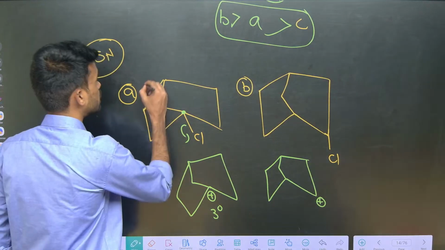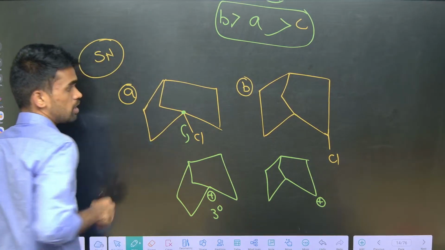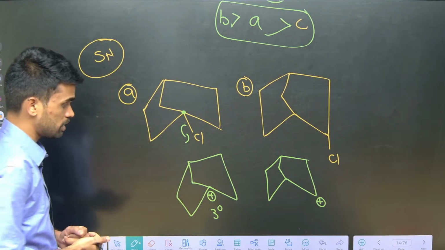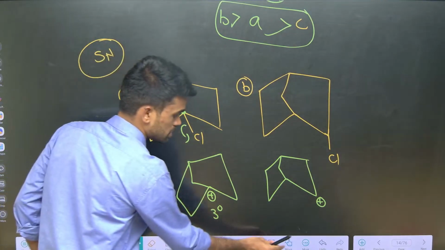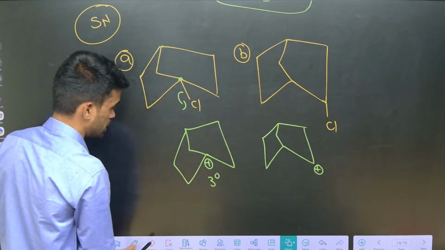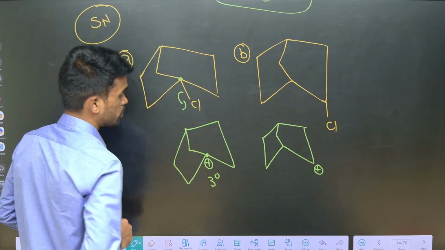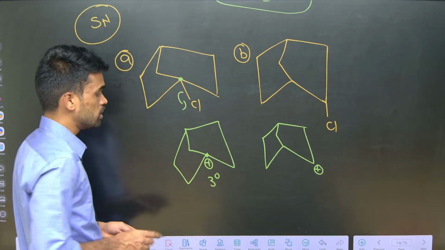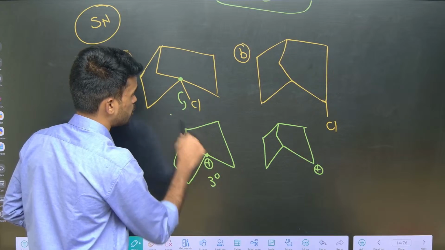Remember, these are called non-classical carbocations. These cannot be stabilized, this carbocation at this bridgehead. So this is called a bridgehead. Here it cannot be stabilized by any of these effects, and therefore these carbocations cannot be formed first.